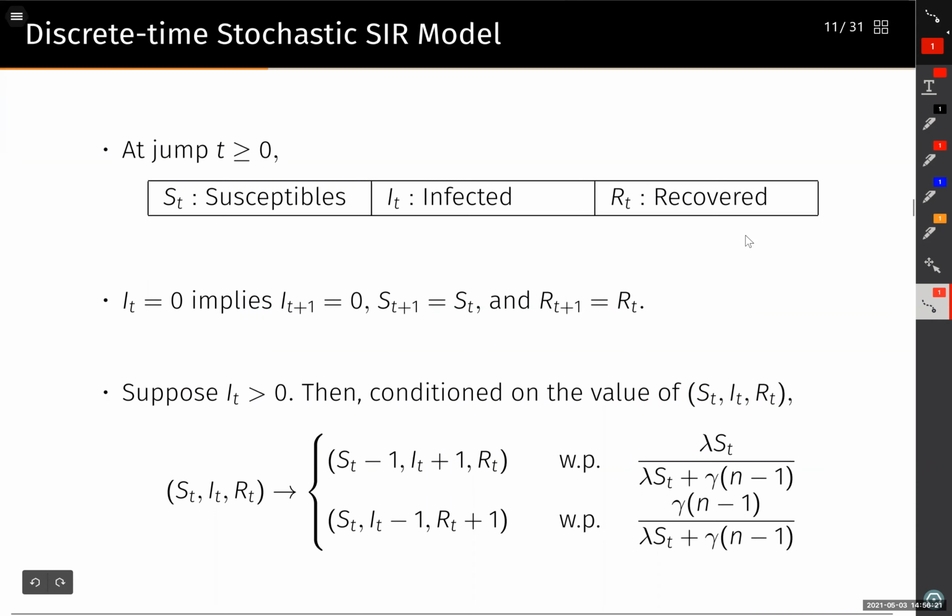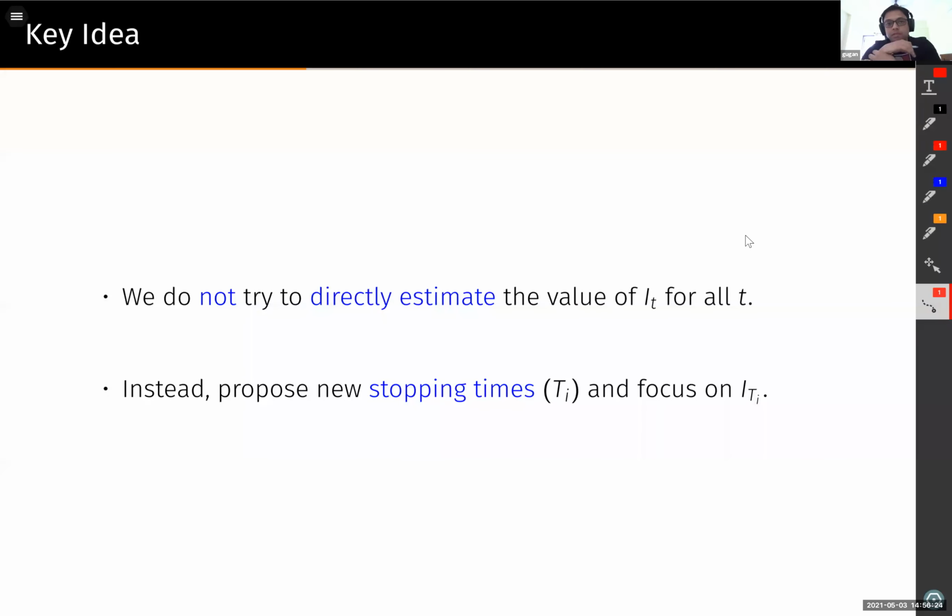Okay, continue, Gohan. Sure. Let me give a brief overview of our key idea. Recall that our goal was to figure out some bounds for these active infections and disease extinction time. All of that is based on the value of I_t. We do not try to directly estimate the value of I_t for any value of t. People have tried that previously, and we believe that's the reason people have found this problem very hard. Instead, we propose a new sequence of stopping times, which we denote as tau_i, and we focus on the values of I at tau_i. Studying this quantity is much easier than figuring out the value of I_t for all values of t.